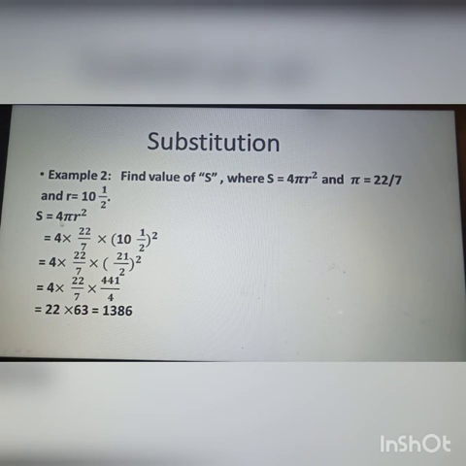So this was the formula. S is equal to 4 pi r square. 4 is the same. Instead of pi we have substituted its value, 22 by 7, and in place of r we have substituted 10 whole 1 by 2. After simple arithmetic, 21 by 2 square, multiply this fraction with itself, you will get 441 by 4. After simple calculations, the answer is 1386. So that is how after substituting we have got the value for s.